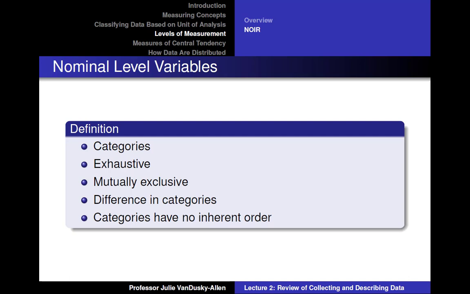Nominal level variables divide the subjects or observations in your variable into different categories. The categories are exhaustive, meaning that you included all the possible categories. The categories are also mutually exclusive, meaning that you can only place a subject or observation in your dataset into one of the categories. And note, while there is numerical difference in the categories, there's no inherent order in the data. One category is not greater than another.